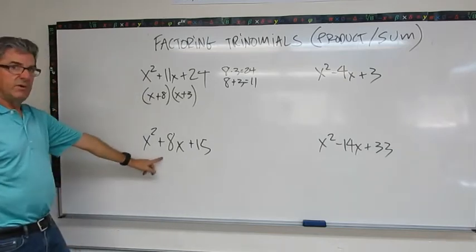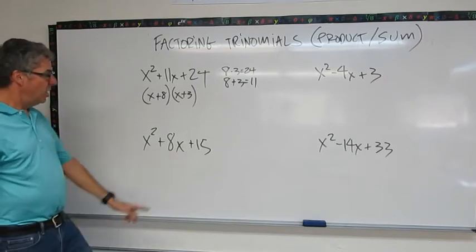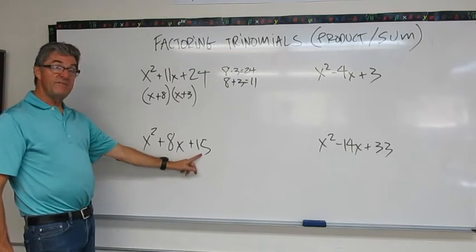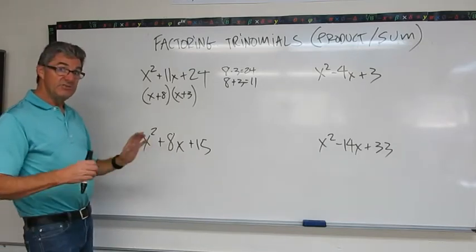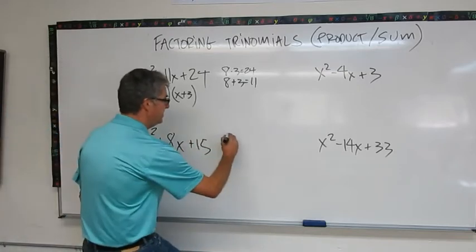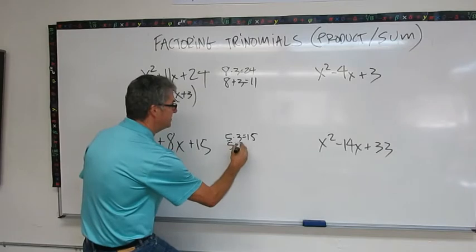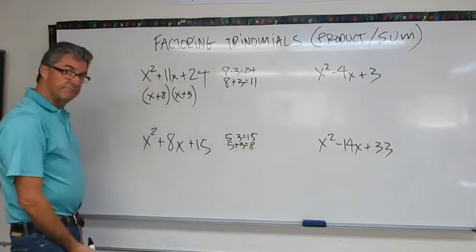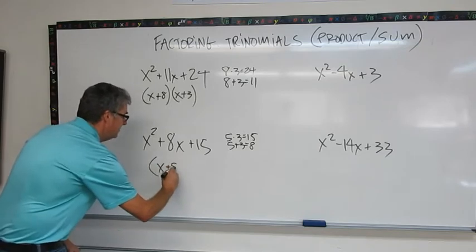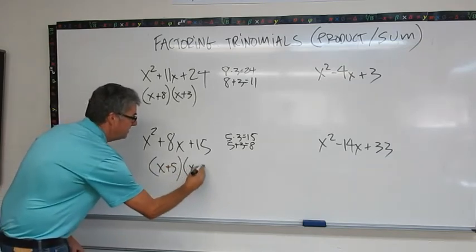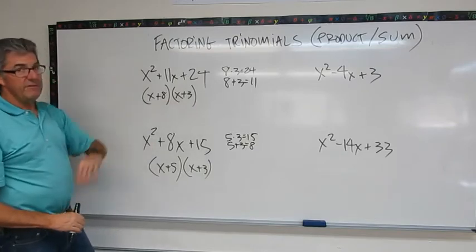So if you're ready, pause the video and try that one. Okay, let's see how you did. Two numbers that multiply to 15 but add up to 8. Those numbers are 5 and 3, because 5 times 3 is 15, and 5 plus 3 equals 8. Okay? So then we just plug them in. x plus 5 times x plus 3. There you go. Okay, try that one.